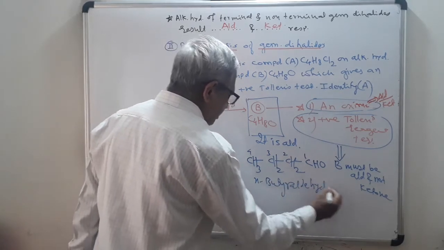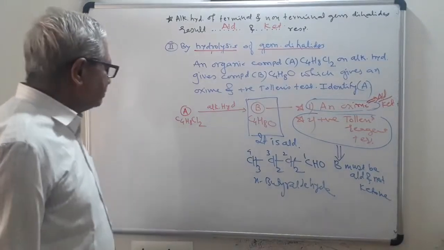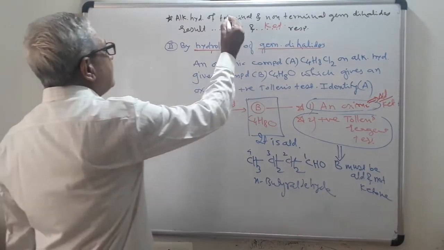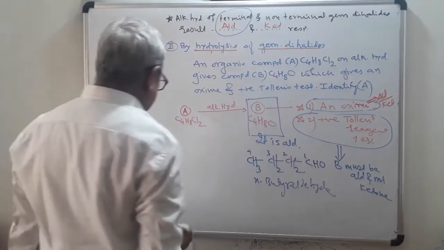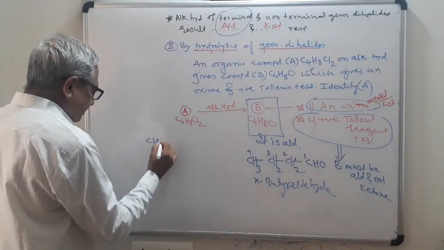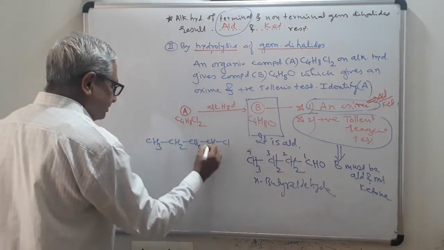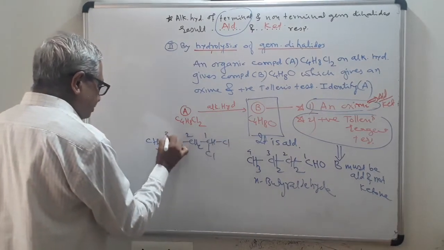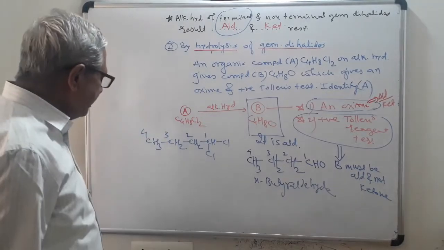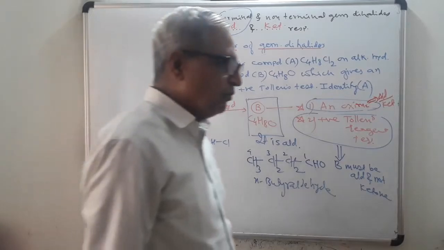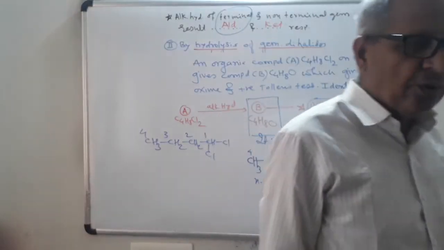N-butyraldehyde or butanal. Now, will this be terminal or non-terminal? It must be a terminal geminal dihalide, and the structure will be like this: CH3, CH2, CH2, CHCl2. 1, 2, 3, 4: 4 carbon, 8 hydrogen and 2 chlorine. The IUPAC name of this compound is 1,1-dichlorobutane.